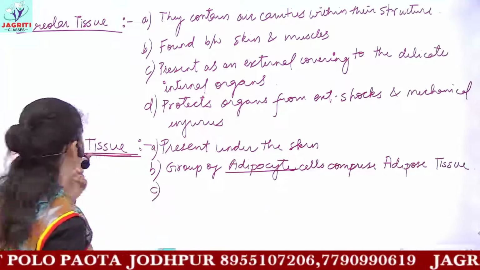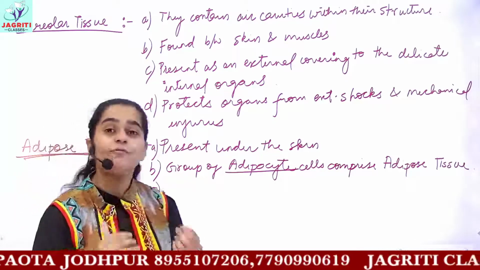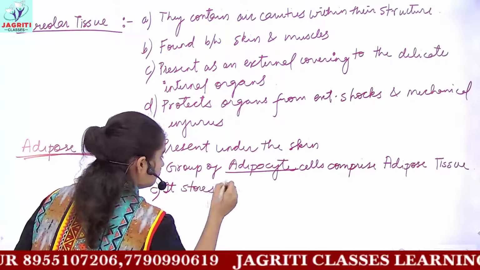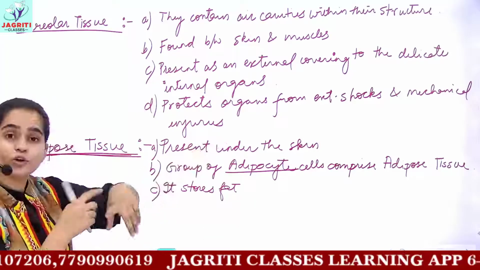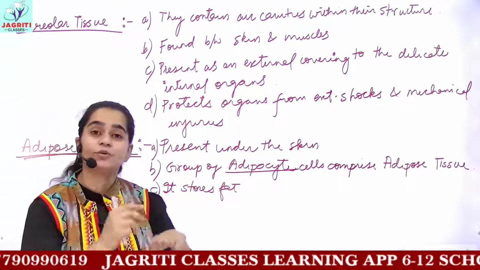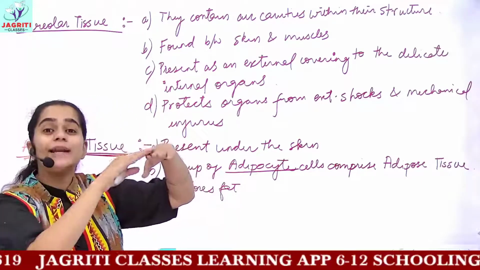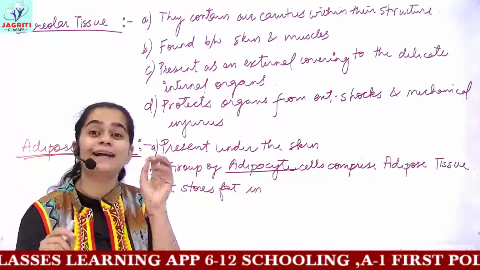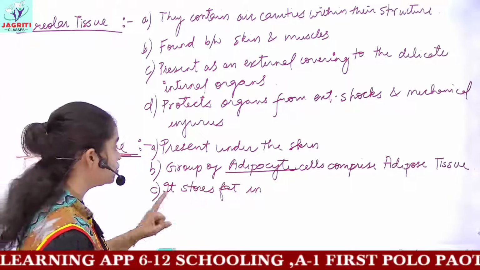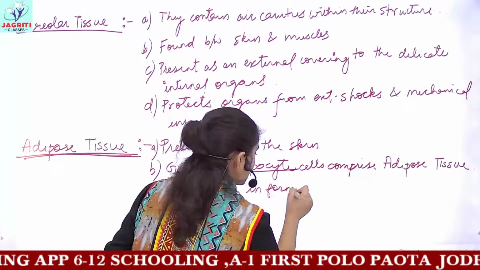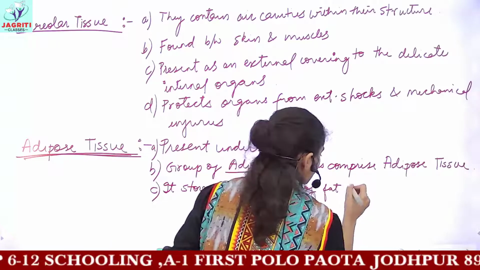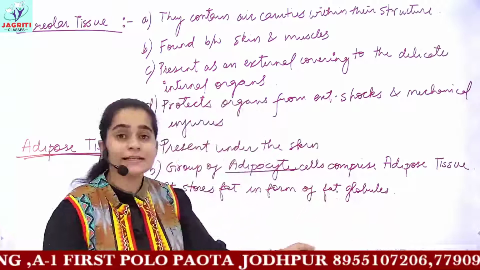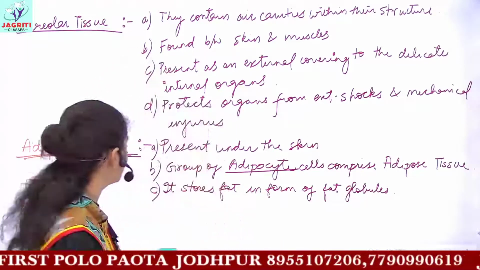And the main function of this adipose tissue is storage of fat. So it stores fat and it is present below the skin, that is below your epithelium. This fat is stored in the form of fat globules. Fat globules means spherical fat particles.